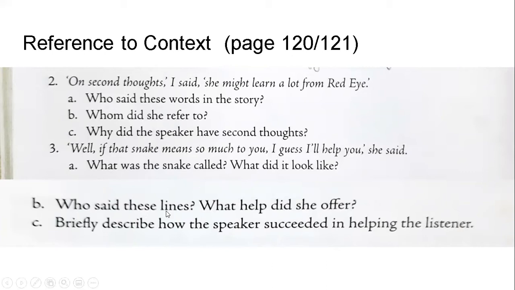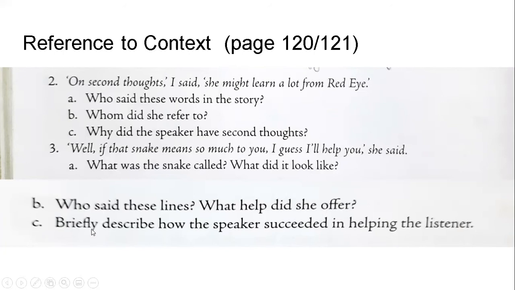B. Who said these lines? Now, which lines are we talking about? We are referring to a particular context. This context, this line. So, who said these lines? And what help did she offer? She said here, "Well, if that snake means so much to you, I guess I'll help you." How was she going to help? What help did she offer?